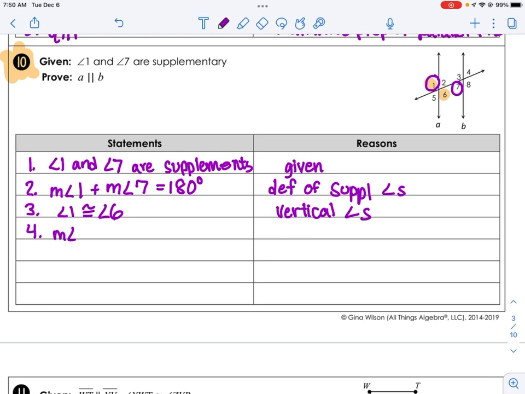So let's go ahead and do measure of angle 1 equals measure of angle 6 by definition of congruence. We're going to replace the measure of angle 1 with the measure of angle 6 by the substitution property.